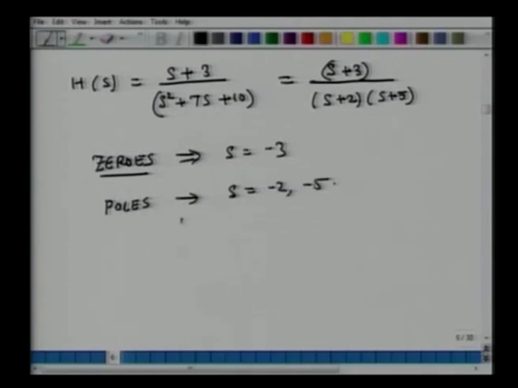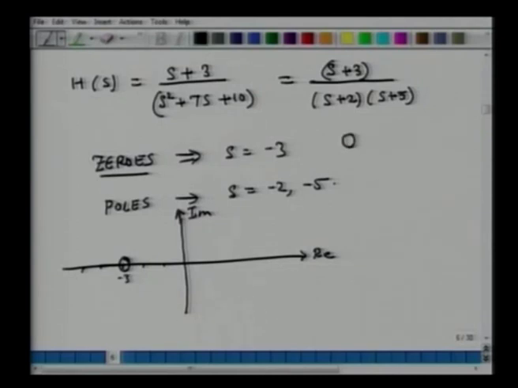So if I plot this on a complex plane, that's my real axis, this is my imaginary axis. So 1, 2, 3, 4, 5, and I will designate a zero as a circle. So at minus 3 I have a zero, and then I can designate a pole as an x. So at S equals minus 2 I have an x, which is a pole, and at S equals minus 5 I have another pole.